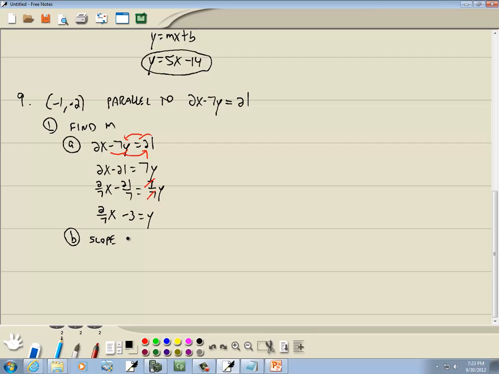Then we want to identify its slope. Well, if you have that in slope-intercept form, your slope is whatever's before your x, which is 2/7. And remember, for C, parallel lines have the same slope, so the m we're trying to find will be the same as that right there. So m is 2/7.